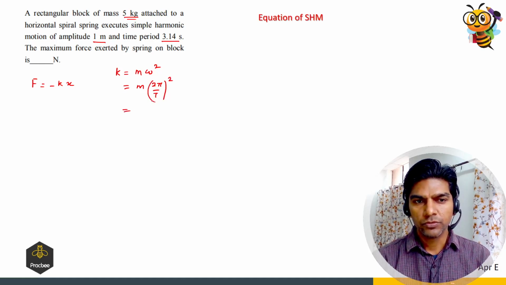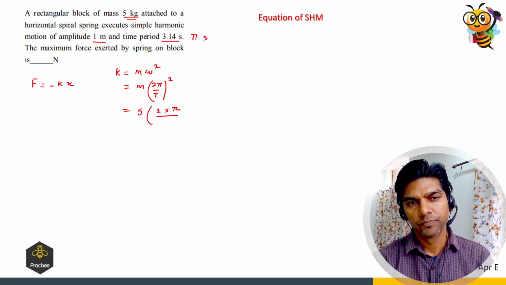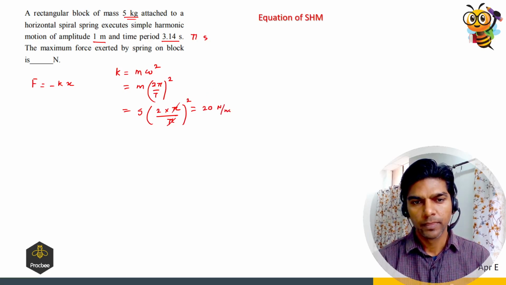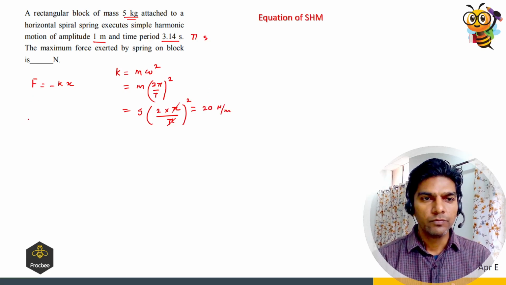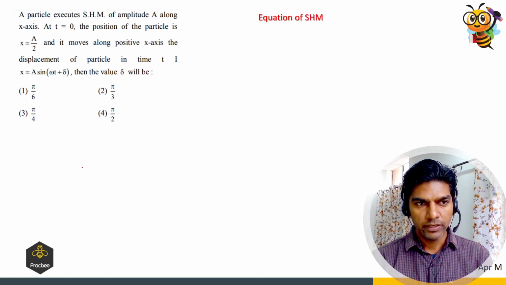So if we substitute the values, mass is 5, 2 pi, and time period is given as 3.14, which is nothing but pi seconds. So this comes out to be 4 times 5, 20. So 20 is the force constant, that will be Newton per meter. And we want to find the maximum force, so F max is nothing but k times the amplitude, and k is 20 and the amplitude is 1, so it comes out to be 20 Newton. Right, so now let us see the next problem.